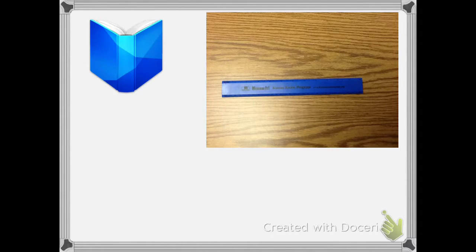Think about what we know about inches and centimeters. On a ruler, the inches are longer and the centimeters are smaller. There are 12 inches on a ruler, that makes a foot, and there are 30 centimeters on a ruler. So centimeters are smaller. Which would be easier to make a bookmark? Which would fit in the book?